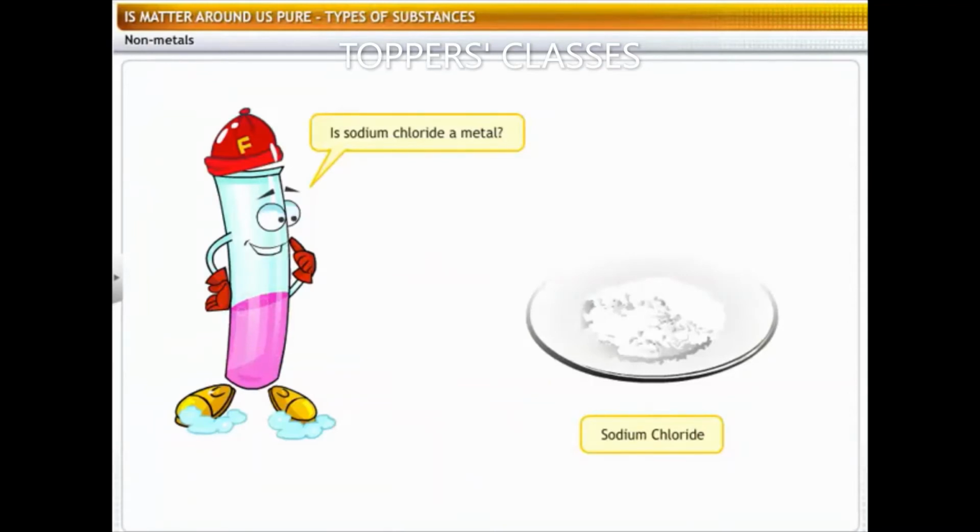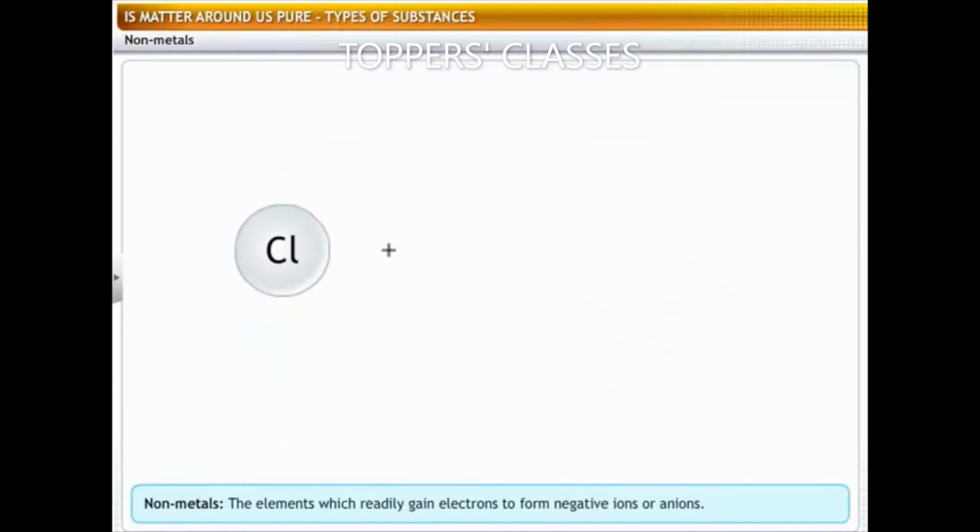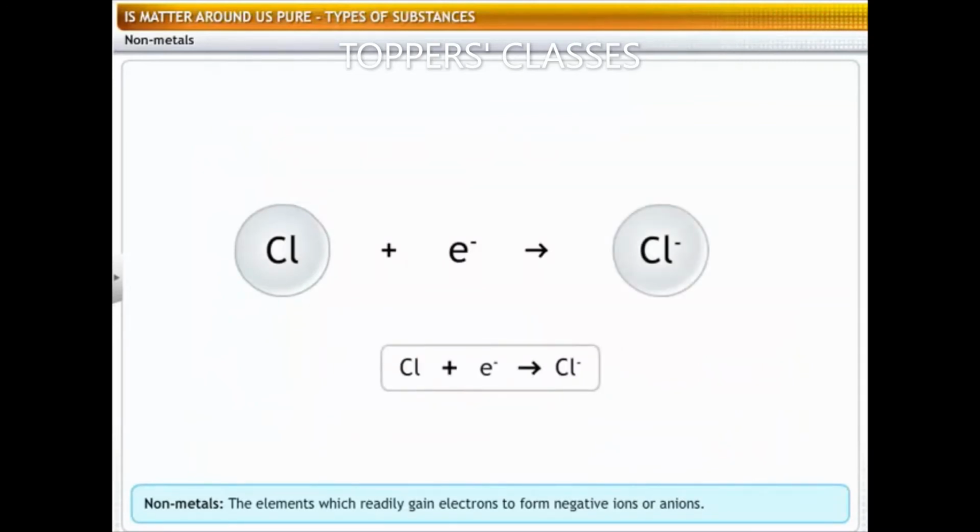Is sodium chloride a metal? No, it's not. Let me tell you about nonmetals. They are the elements which readily gain electrons to form negative ions or anions. For example, chlorine accepts electrons from a metal like sodium and forms a negatively charged chloride anion.